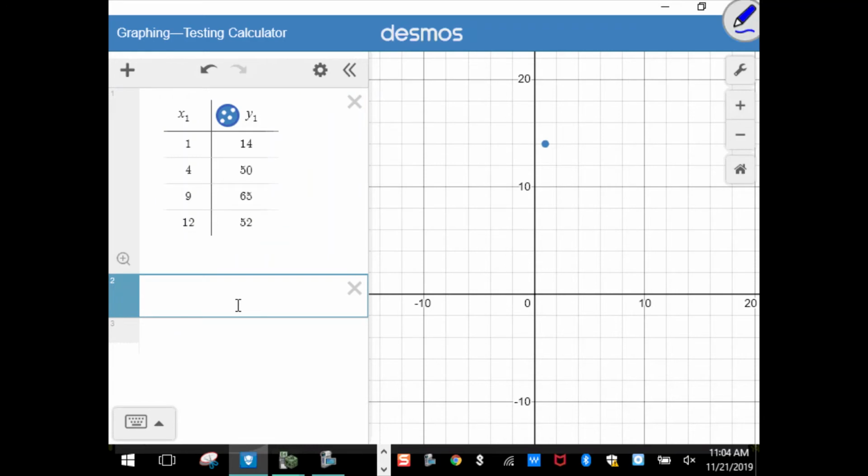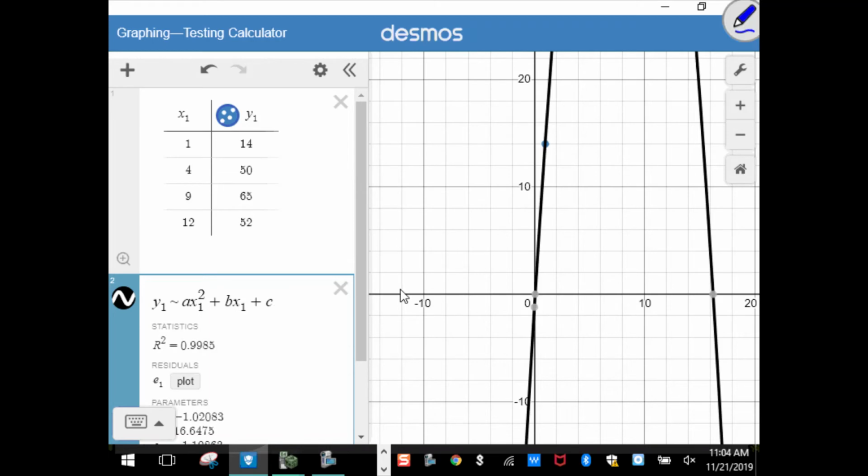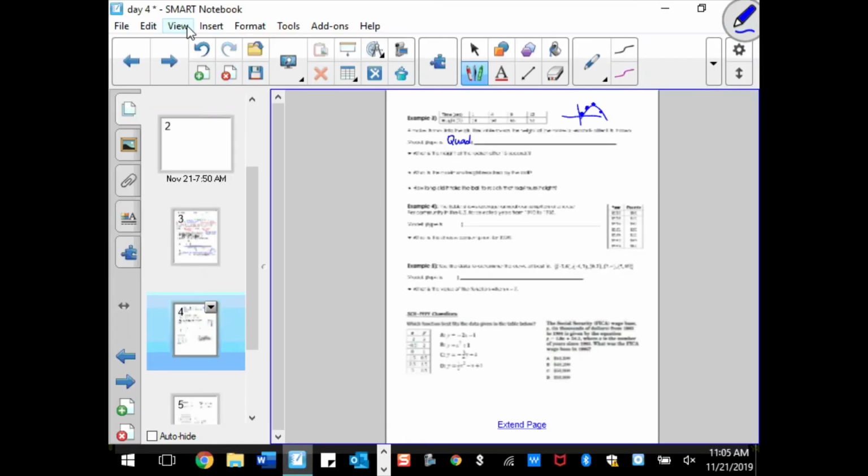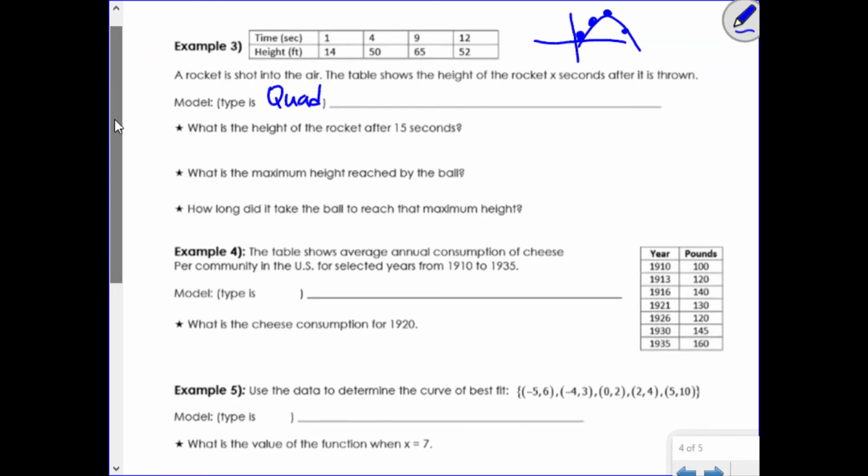Once you type in the points, now you're going to type in that equation that we wrote at the top. That's the same information you'll find, so it's the exact same information on Desmos as you would find in your calculator. Okay, so I'm going to go back to the notes so we can write down our equation. So our equation will be y equals.